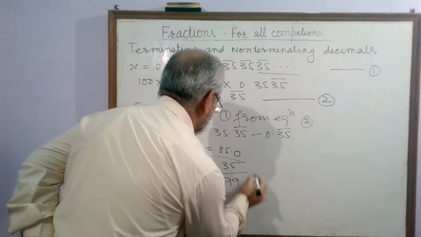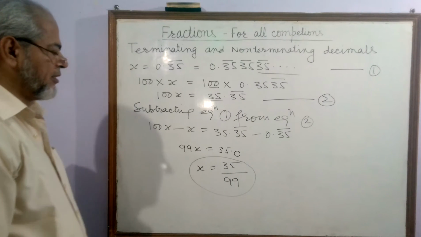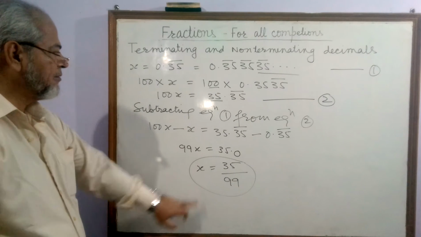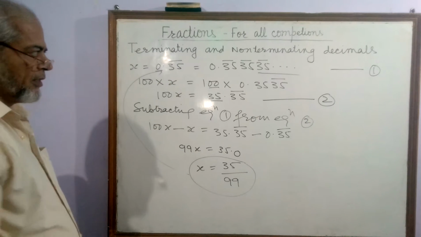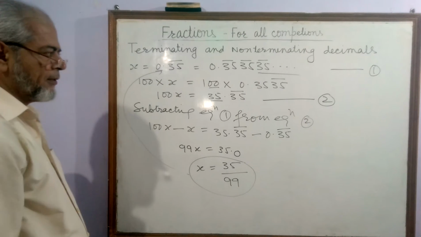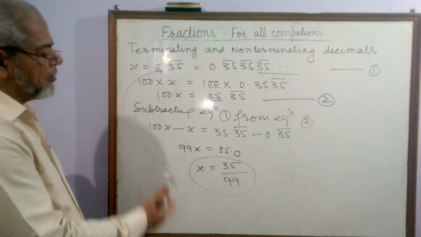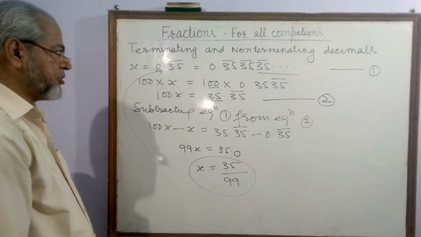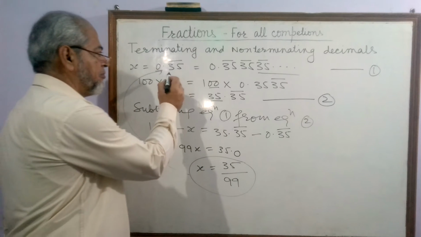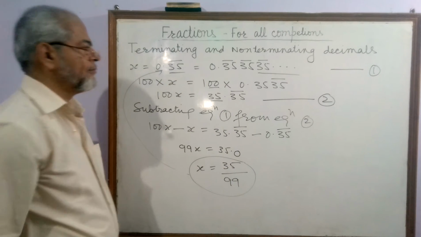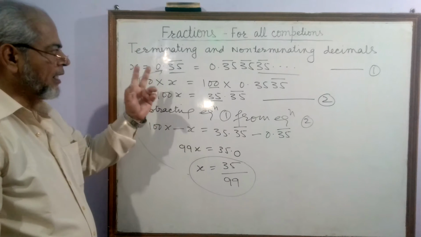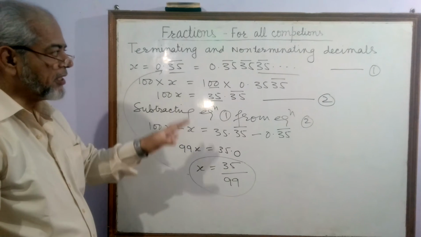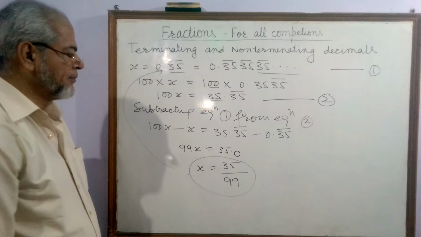So this is the fraction which will give the same result, right? So this is the procedure to find a fraction in place of a decimal number where any digit is repeated infinitely.